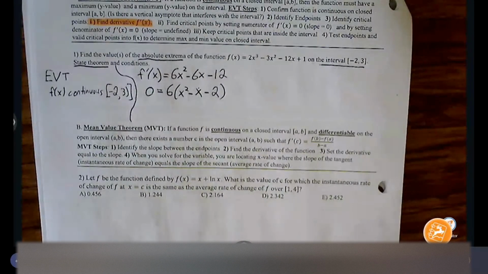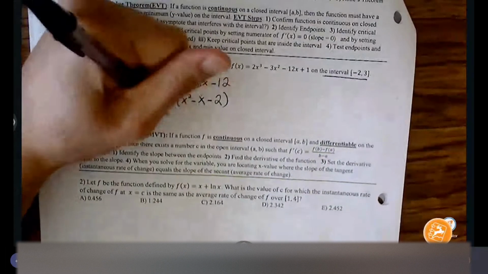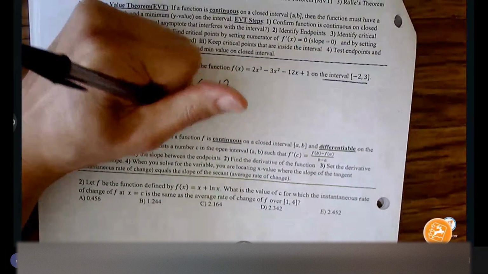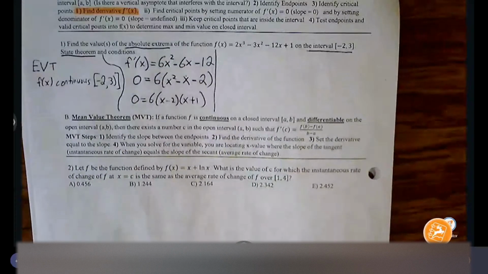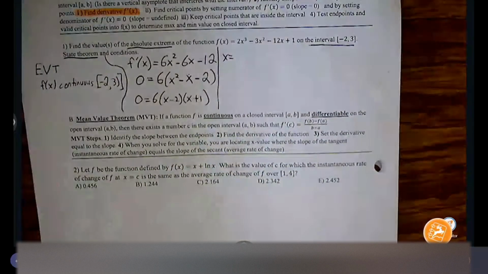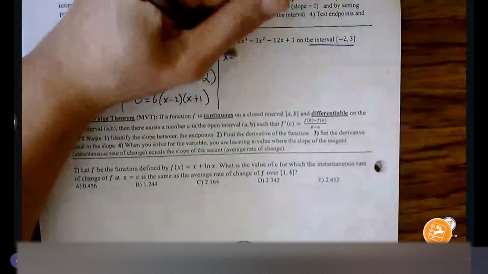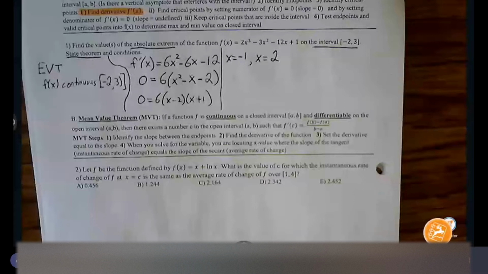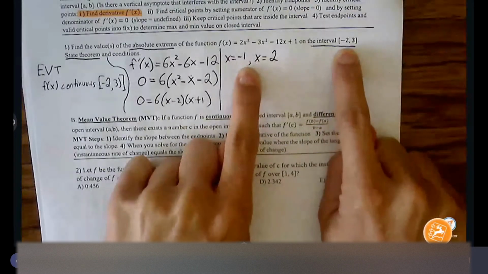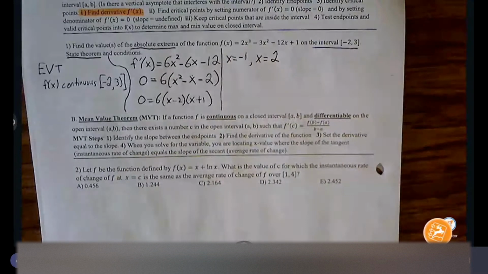Multiplies to be -2, adds to be -1. We set each parentheses equal to 0. So what are my x values? X equals -1, and x equals 2. All right, we have our potential candidates, and we have to next ask ourselves, are these critical points valid? Can we keep them? Yes, because they both land inside the interval, so we know we have 4 points to test.